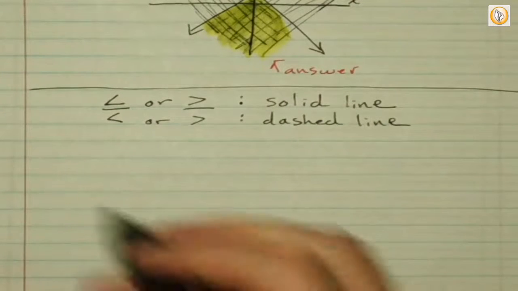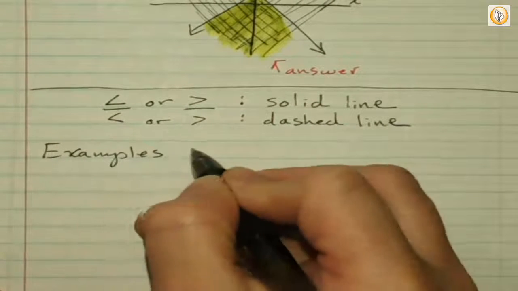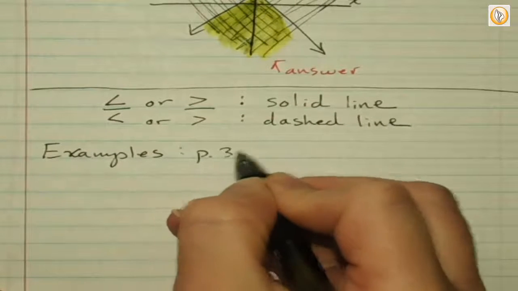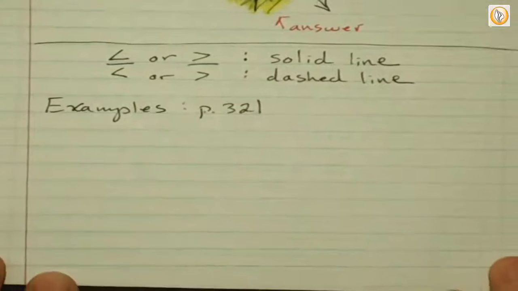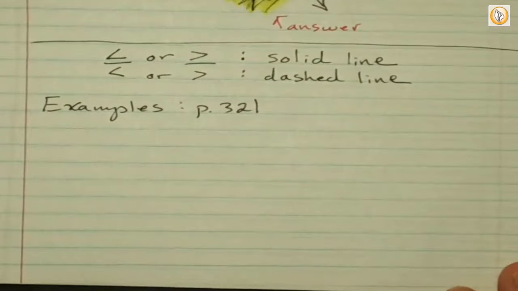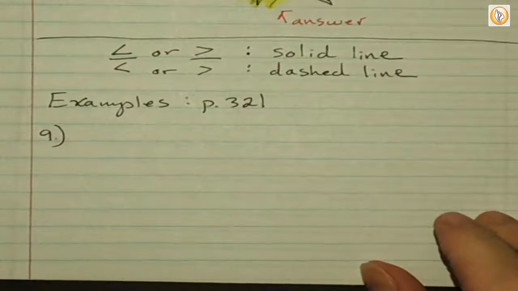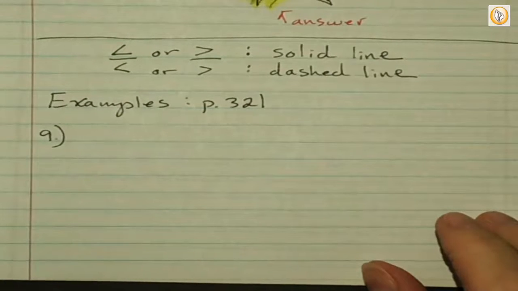Go ahead, open up your book to page 321. Three what? 321.